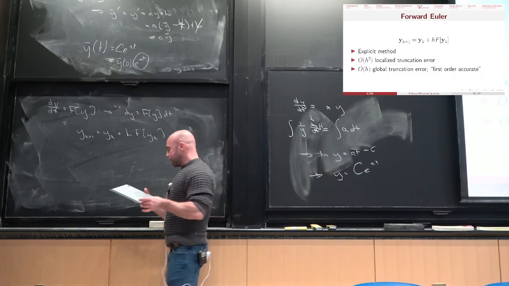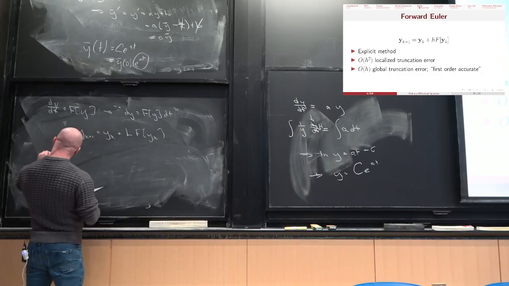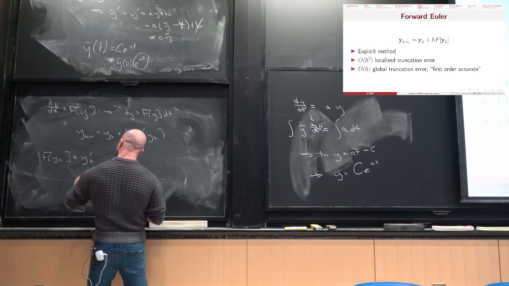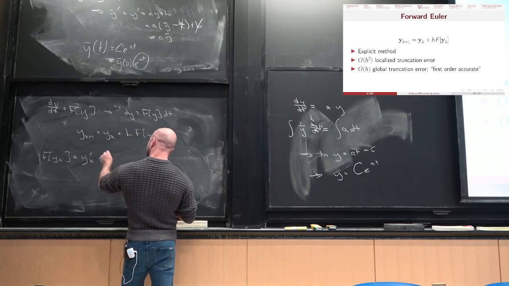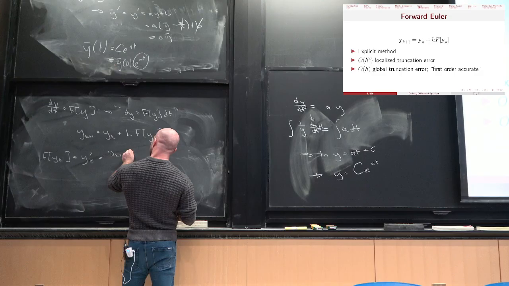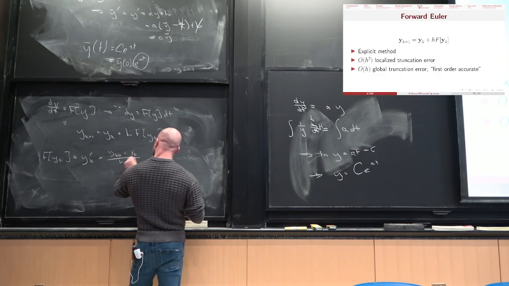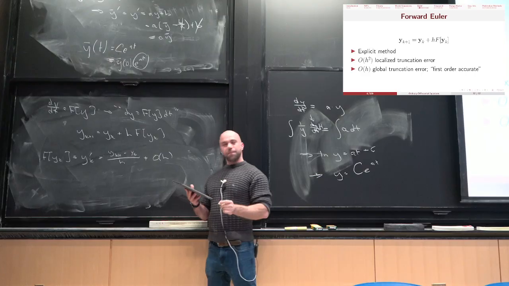Now, notice that if we rewrote it in a different fashion, f of yk in the ideal universe is really yk prime. But from our previous lecture, we know what? We know that this is yk plus 1 minus yk divided by h plus big O of h. Right?